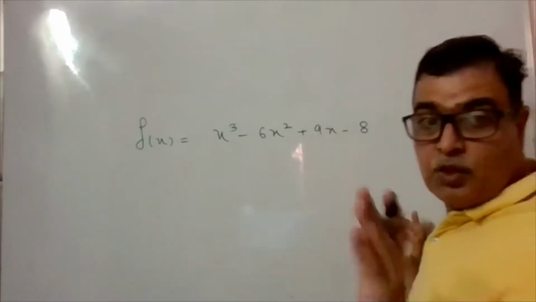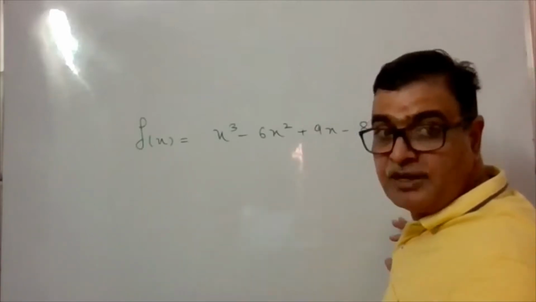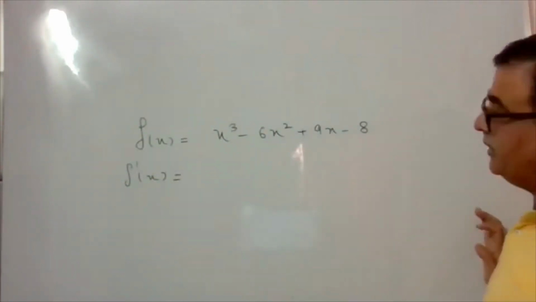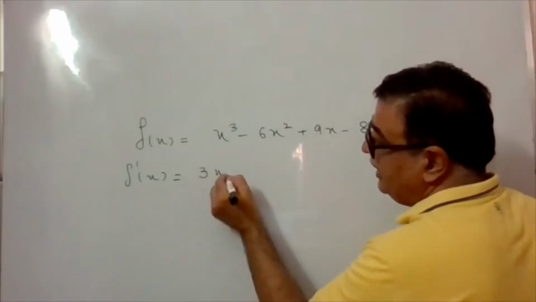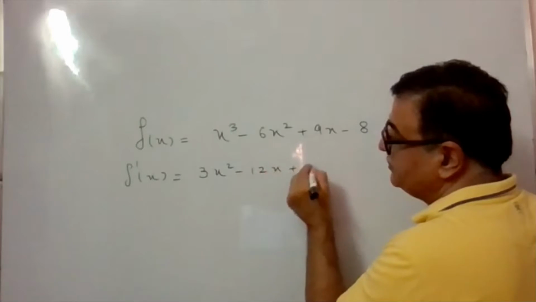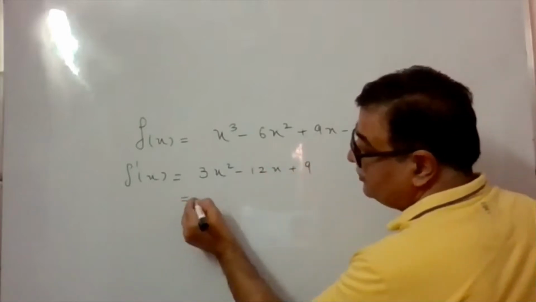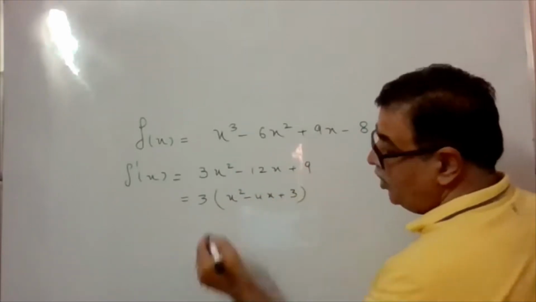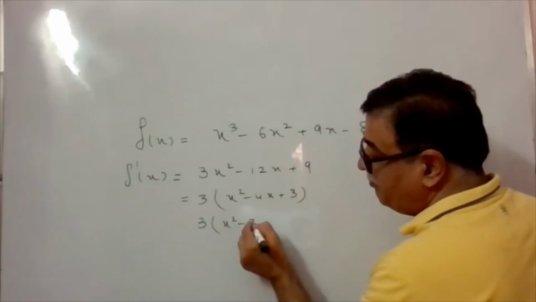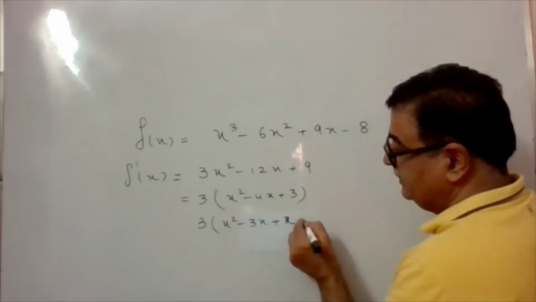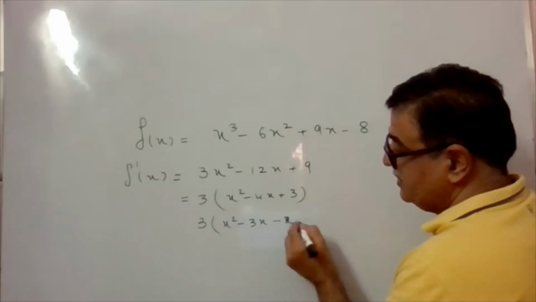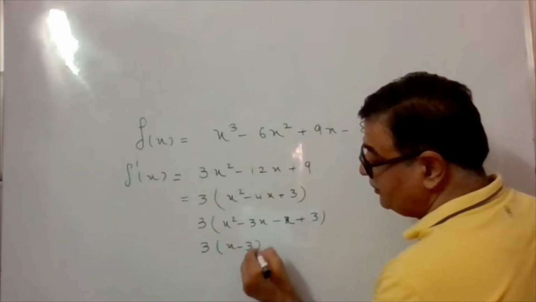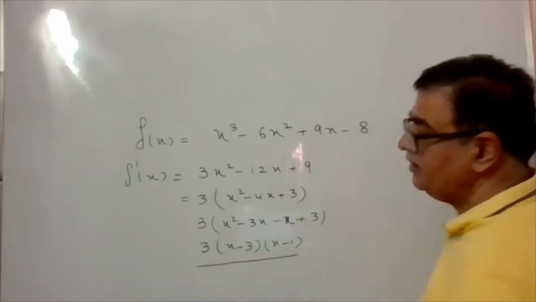So whenever they ask local maxima or local minima and we are taking the first derivative test, I should first take f dash x. The derivative I'll be calculating. What will this come to? 3x squared minus 12x plus 9. And then 3 will be common. Left is x squared minus 4x plus 3. Or I should say 3 times x squared minus 3x minus x plus 3. Or I should say 3 times (x minus 3) into (x minus 1). This is the derivative I got.